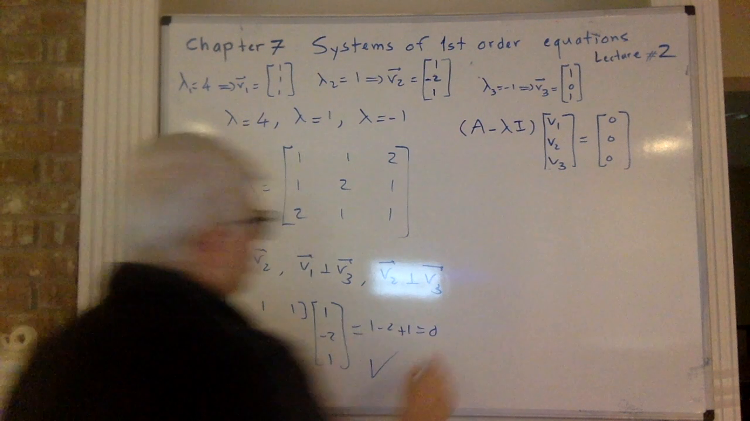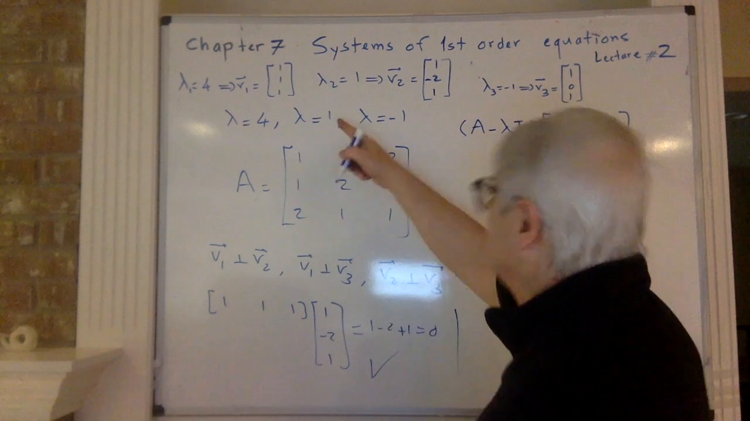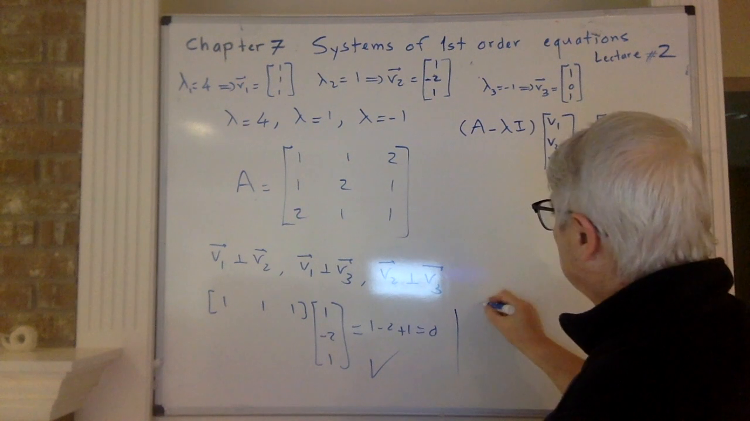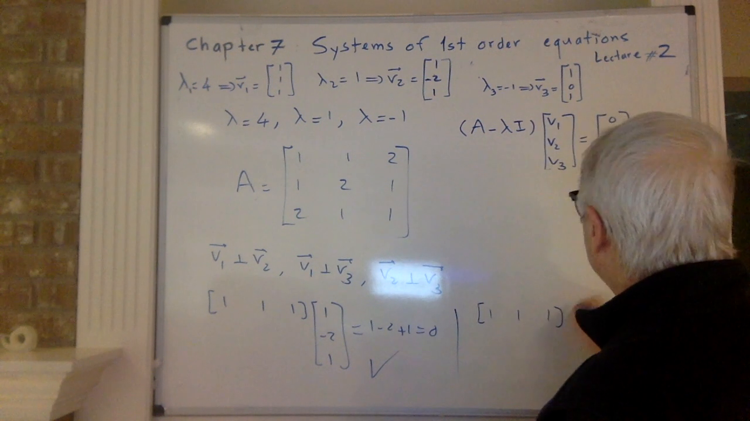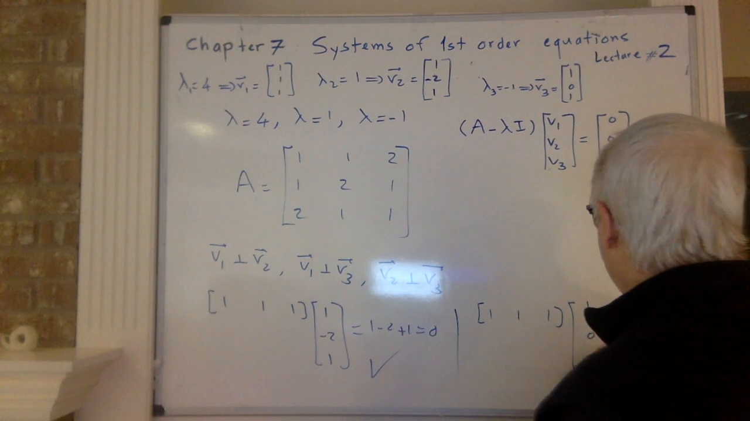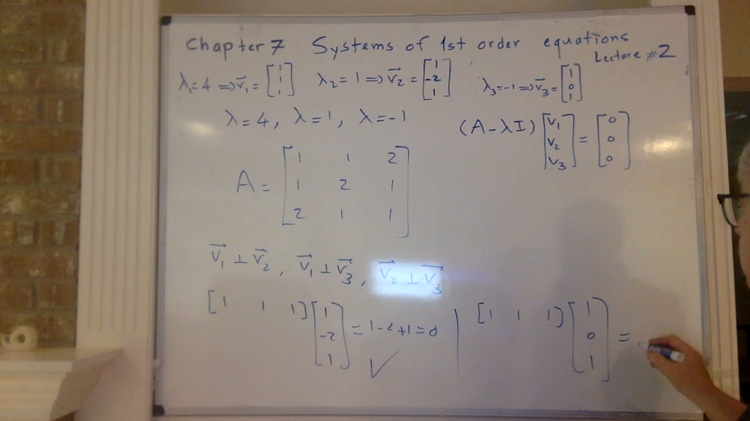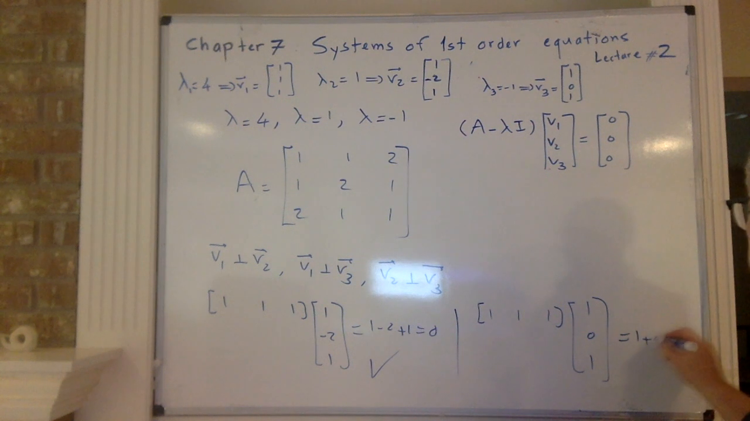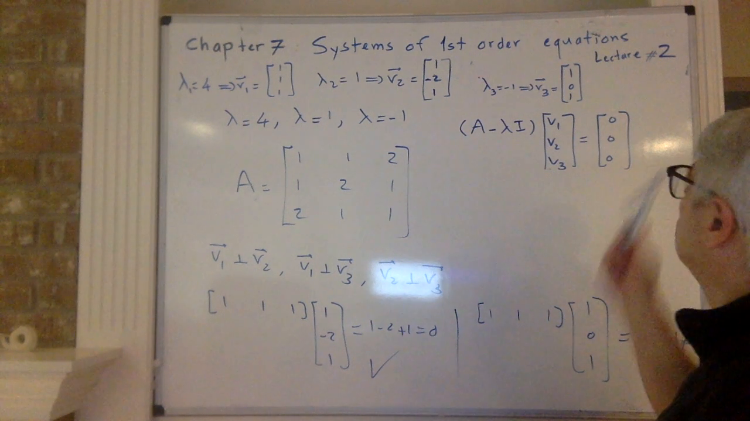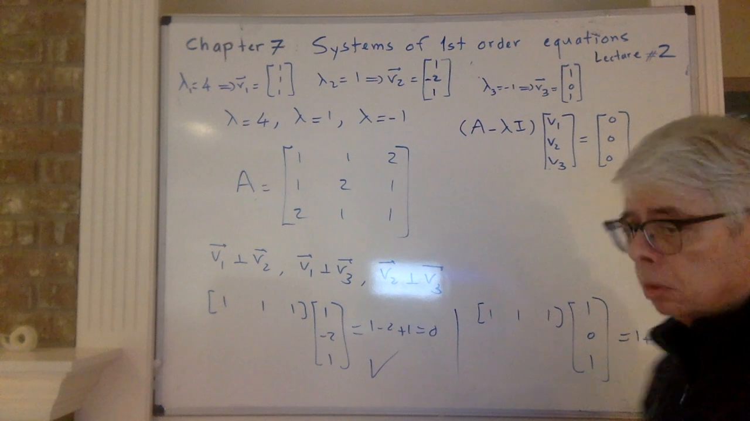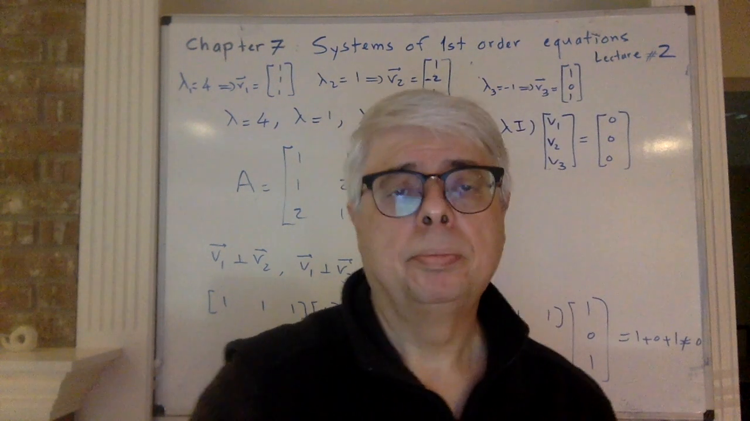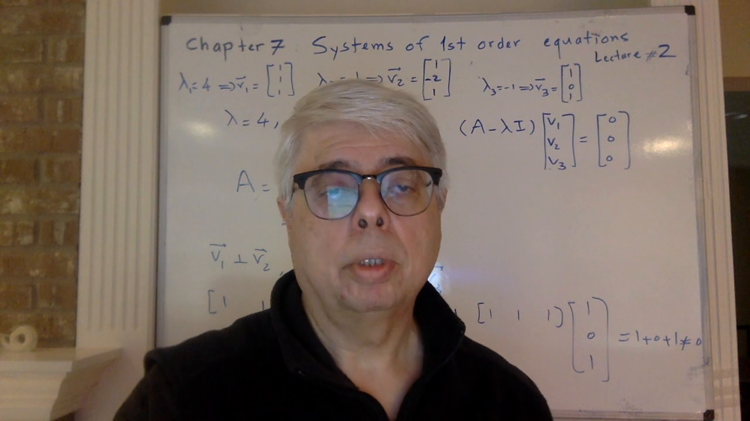The second one is V1, V3, so 1, 1, 1 times 1, 0, 1. 1 plus 0 plus 1 is not 0. What happened? So maybe I made a mistake. Did I make a mistake here? No, I can't remember. Let me double check and see what I have here.